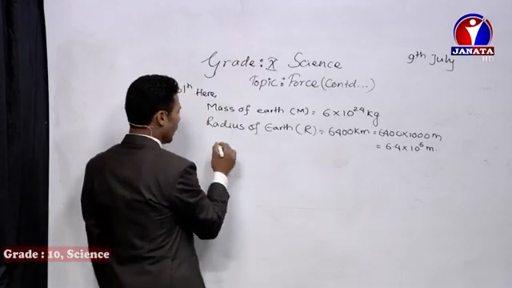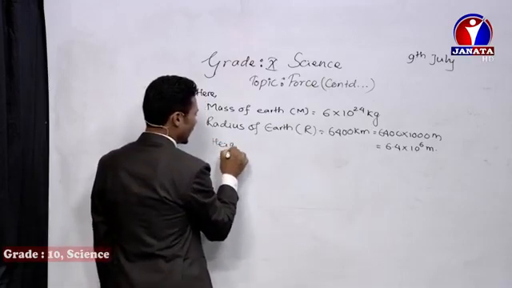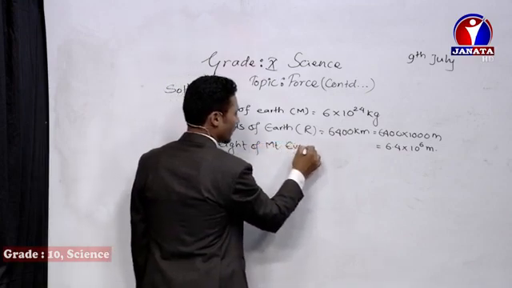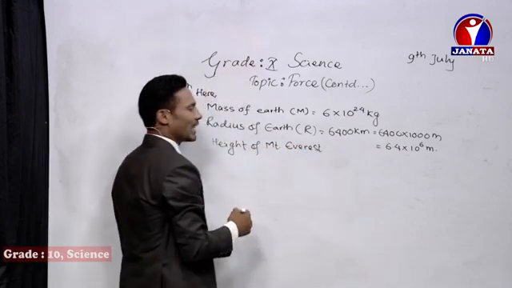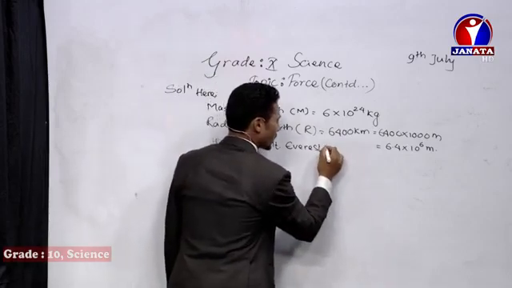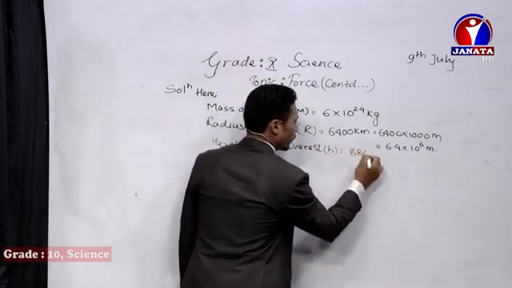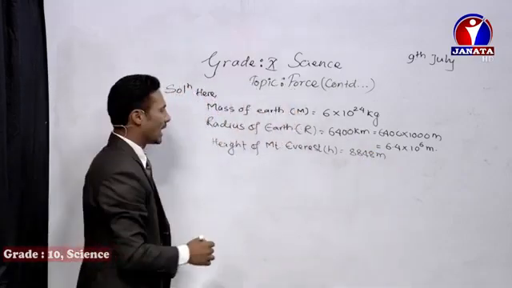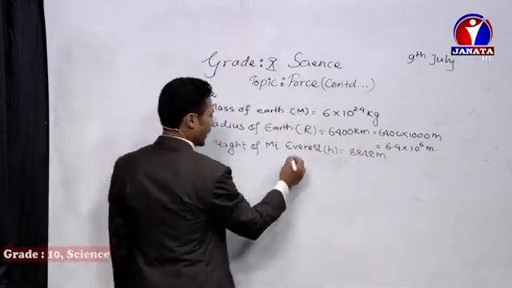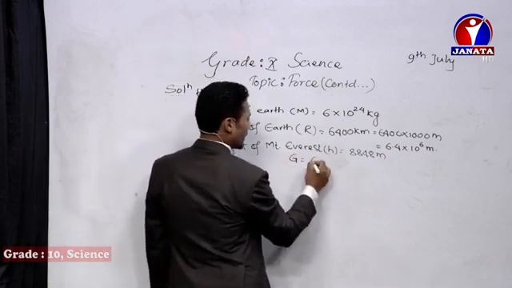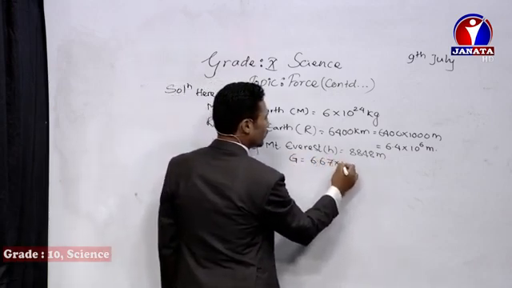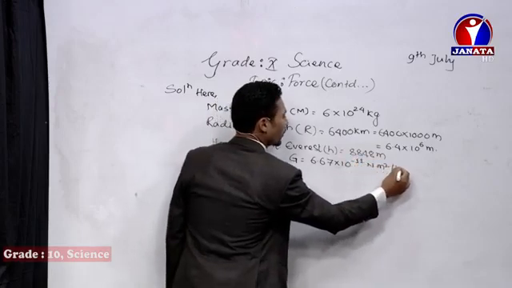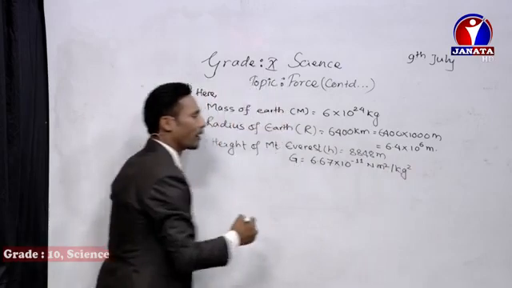Similarly, the height of Mount Everest is also given over there. I will write this by small h, given as 8848 meter. This is the height of Mount Everest. And one more thing we should write down here, capital G. The value is 6.67 into 10 to the power minus 11 Newton meter square per kg square, right?